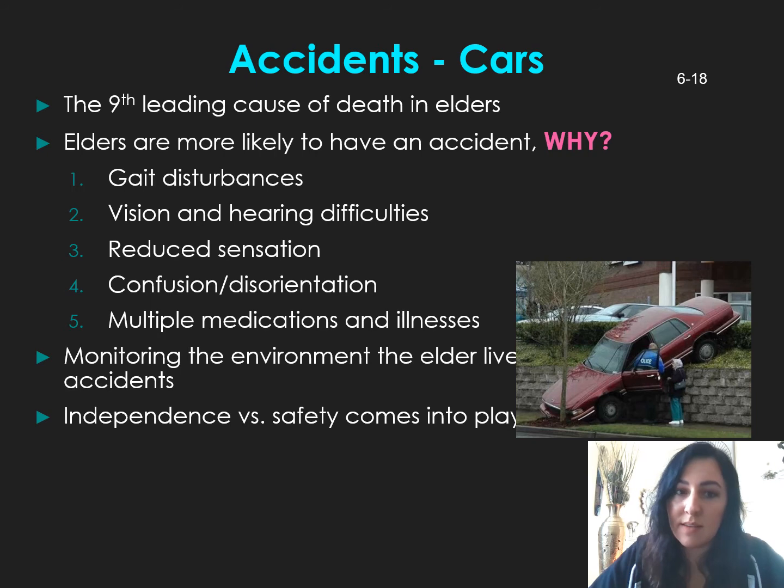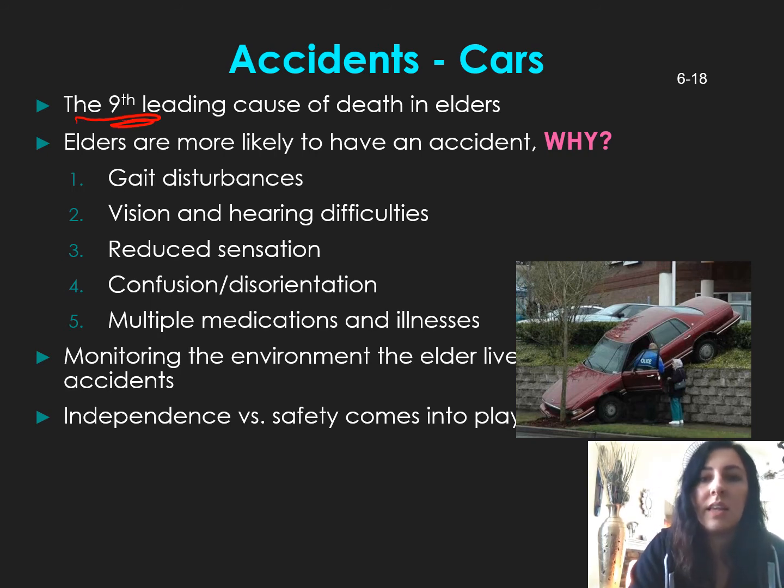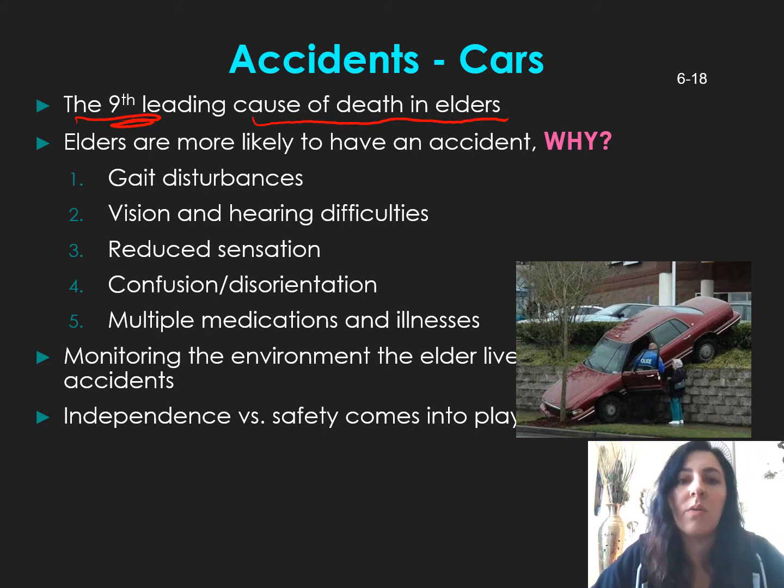So then we have car accidents. Car accidents are the 9th leading cause of death in older adults. Okay, so older adults are more likely to have an accident. Why are they more likely to have an accident? Well, there could be disturbances in their balance. They might be having seeing problems or hearing problems. They could have a reduced sensation, maybe confusion, disorientation while they're driving their vehicle. They might have multiple medications, so they could experience side effects that could affect their mental state. They could have an illness while they're driving, so they just may not be well equipped. All this may affect all the senses that are required for them to drive a car safely.